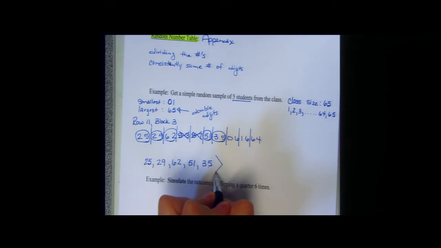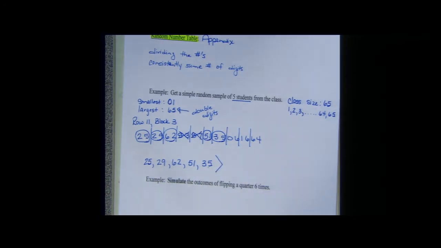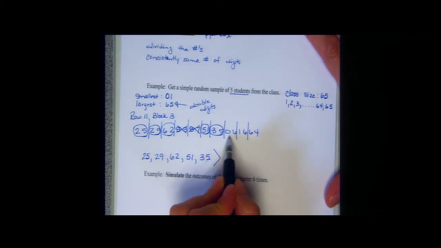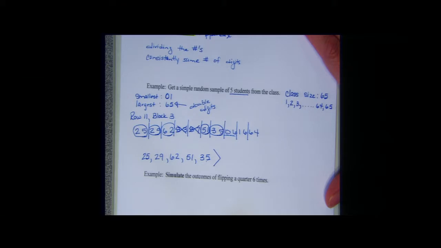So these are the students that would make up my random sample of 5 students. Now, I just want to point out a couple of things to you. We did not need this student here, but here's how you get a single digit. 06 would mean to use student number 6.